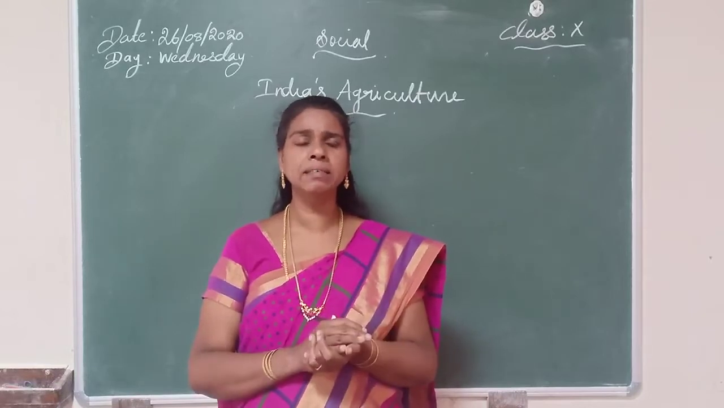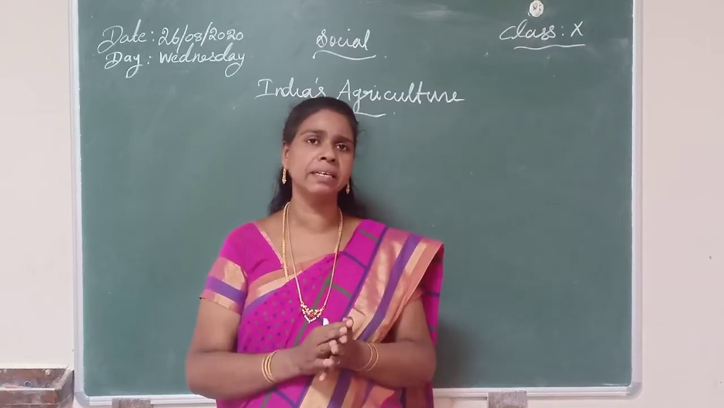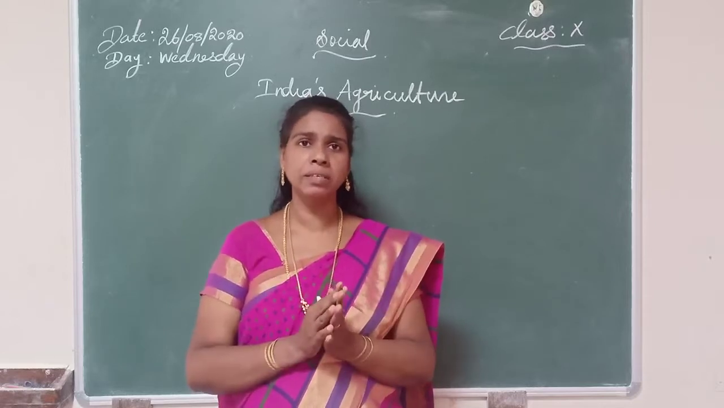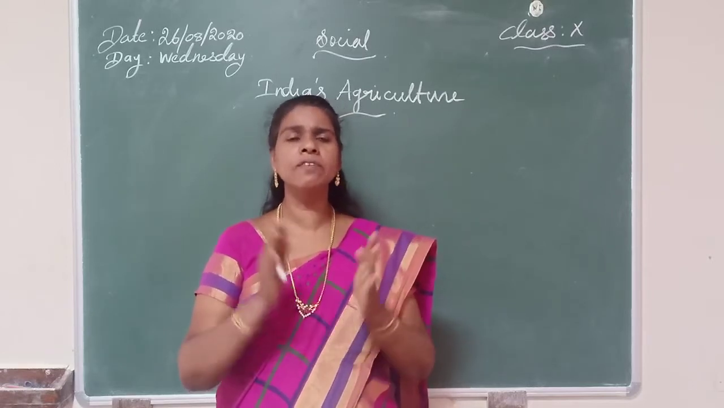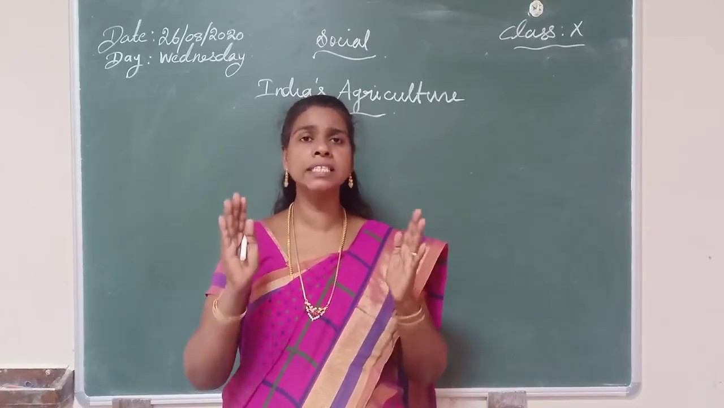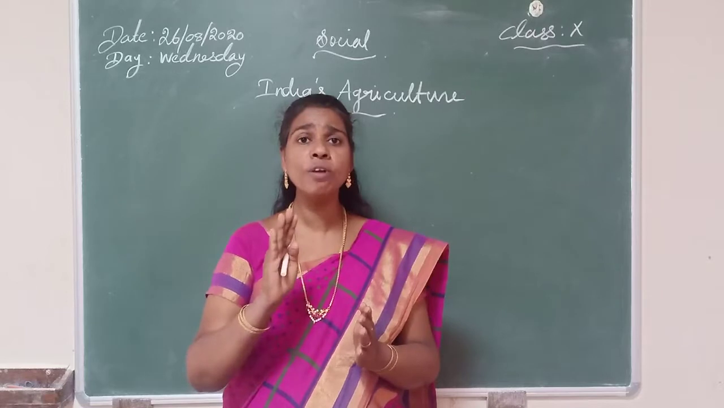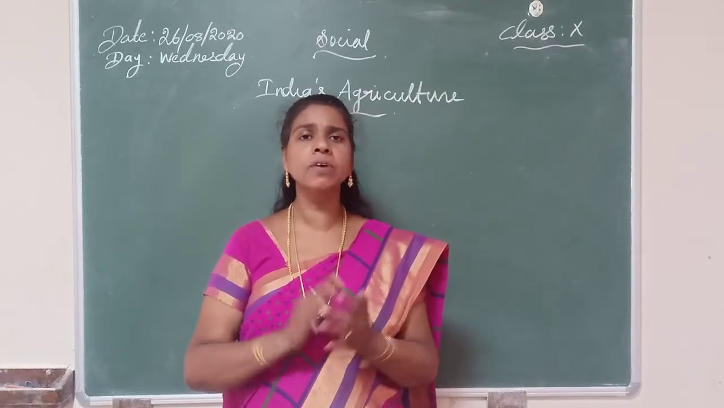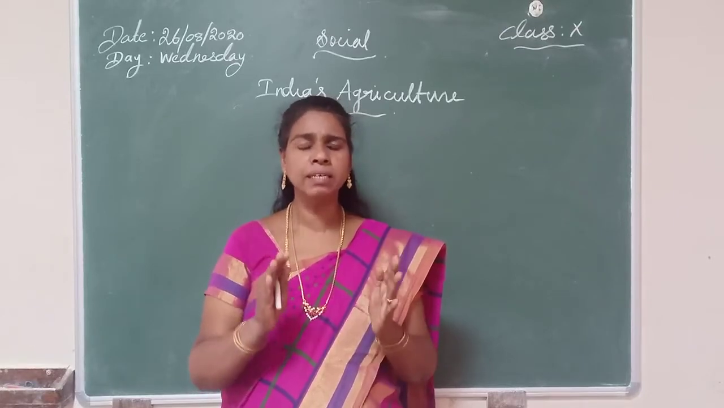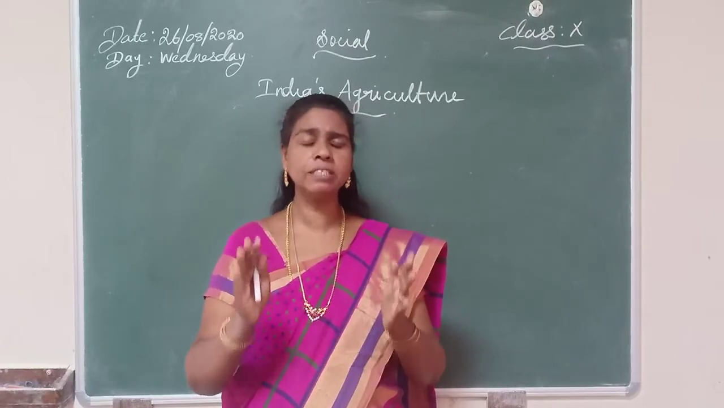What is agriculture? Agriculture is the art and science of cultivating plants and livestock. Then from agriculture, first we learned about the factors determining agriculture. How many factors are there? There are 4 factors. What are the 4 factors? First one is physical factors, second one is institutional factors, third one is infrastructural factors and the fourth one is technological factors.